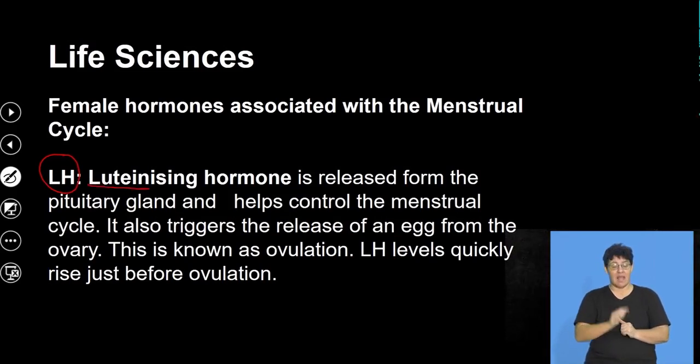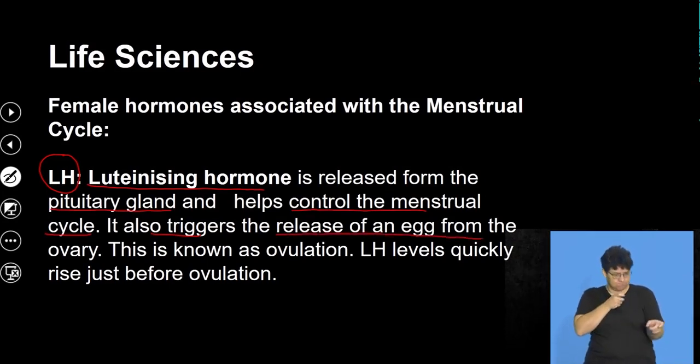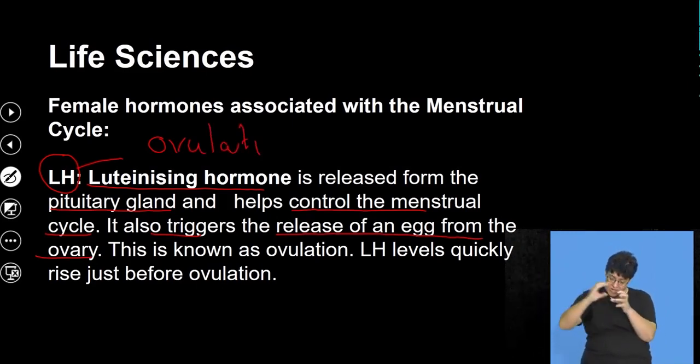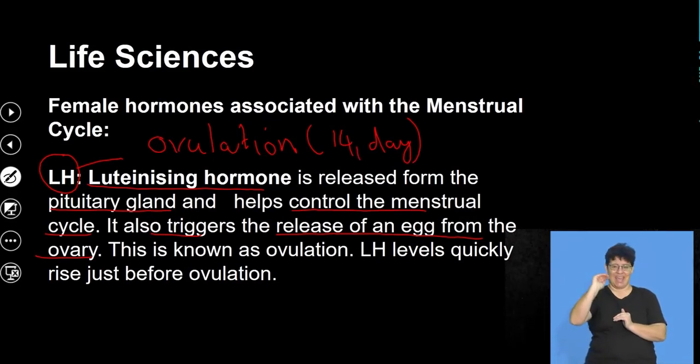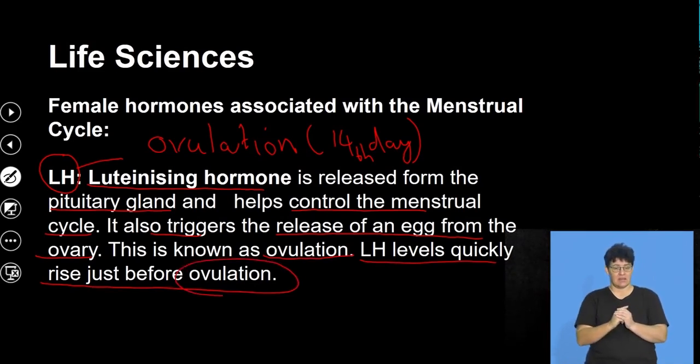Luteinizing hormone, or LH, is released from the pituitary gland, and this helps to control the menstrual cycle. It also triggers the release of an egg from the ovary. So LH triggers the process of ovulation, and so we would expect that around day 14, the level of LH to be the highest. So around the 14th day, you would expect there to be an increase in the level of LH, and that is linked to the process of ovulation. LH levels quickly rise just before ovulation, and that would be an indication of the process of ovulation.